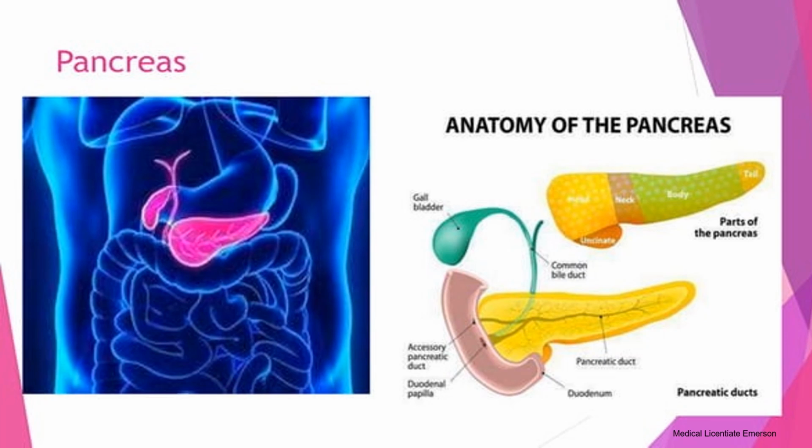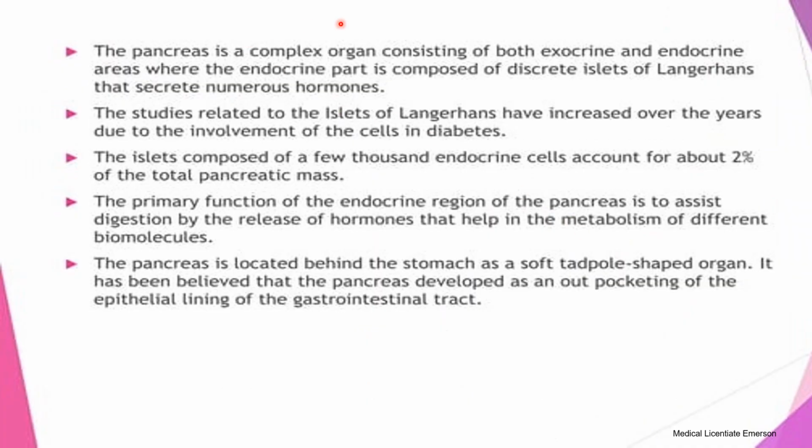So finally, we are done with the thymus gland. Let's now talk about the pancreas. The pancreas is a complex organ consisting of both exocrine and endocrine areas, where the endocrine part is composed of discrete islets of Langerhans that secrete numerous hormones.